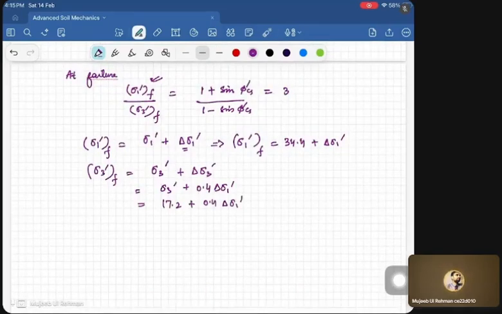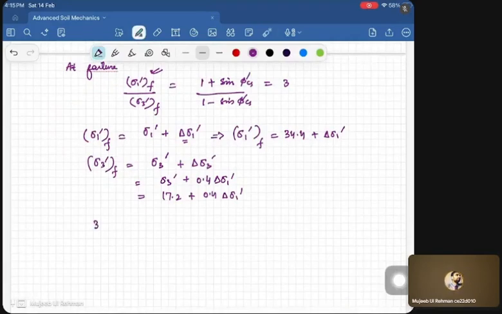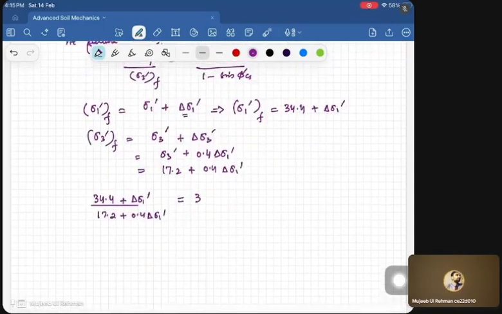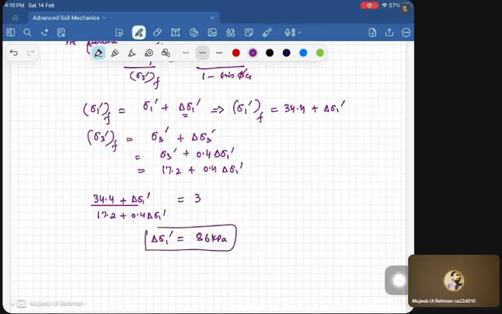Now can we put the values in this bracket here? So what will we get? We will get 34.4 plus delta sigma 1 dash divided by 17.2 plus 0.4 delta sigma 1 dash is equivalent to 3. Correct. So once you solve it, you will get delta sigma 1 dash equivalent to 84 kPa. Sorry, 86 kPa.